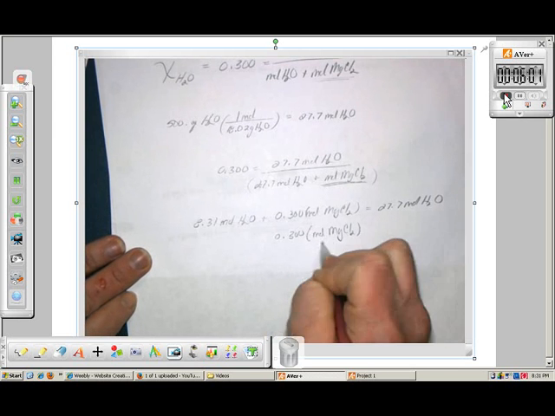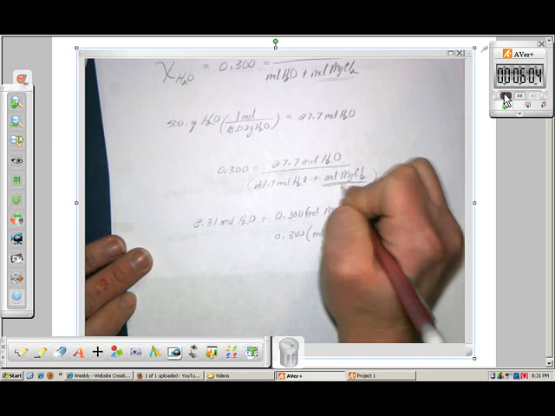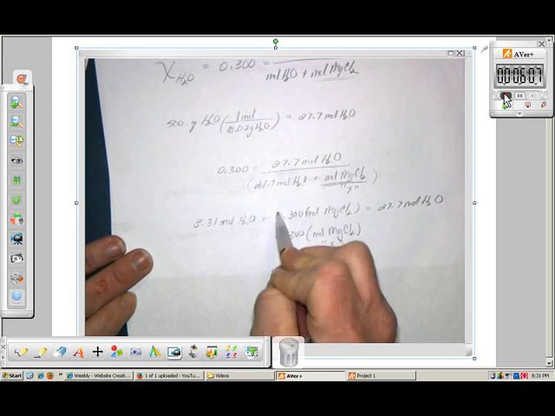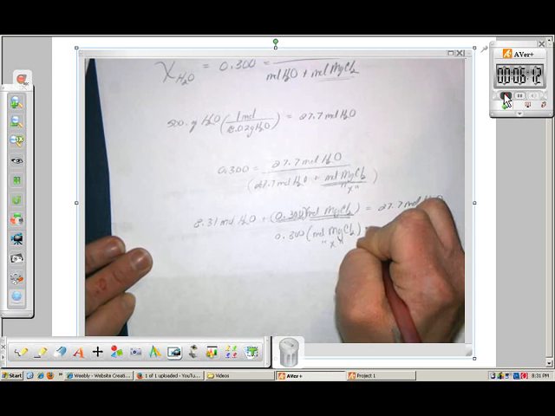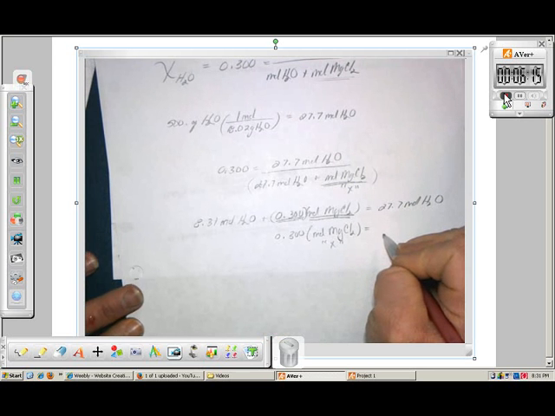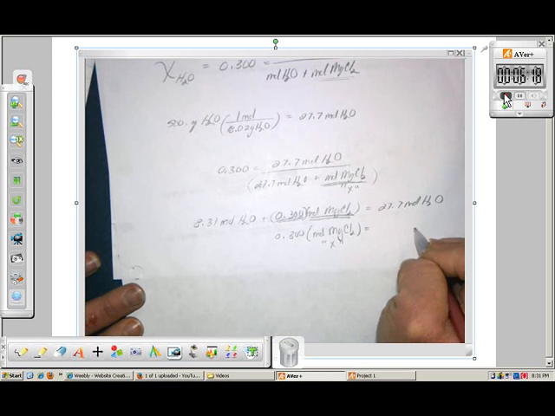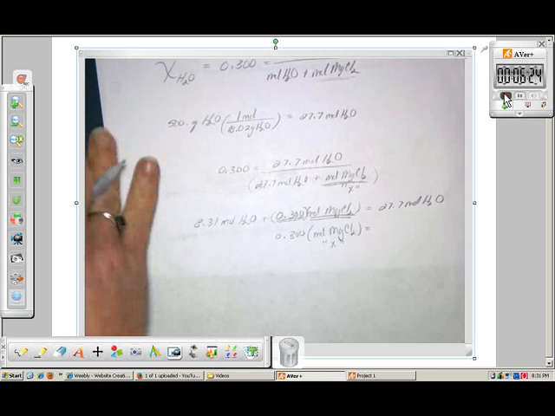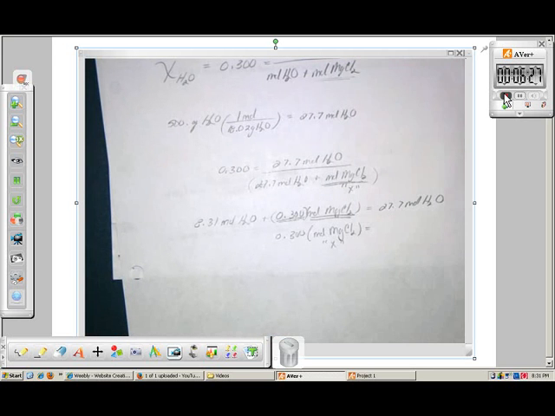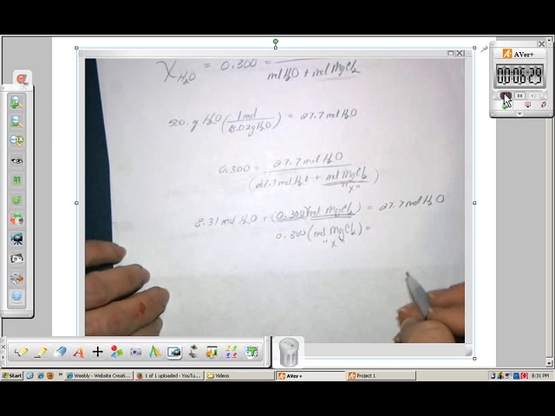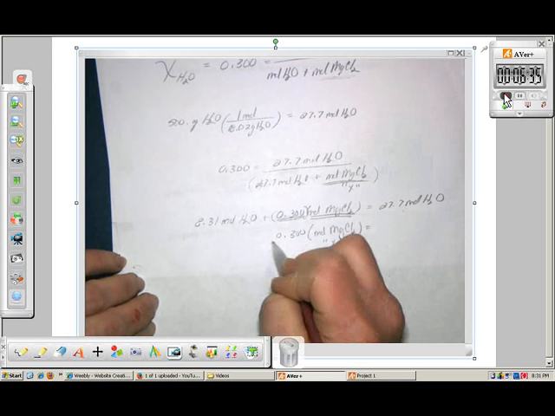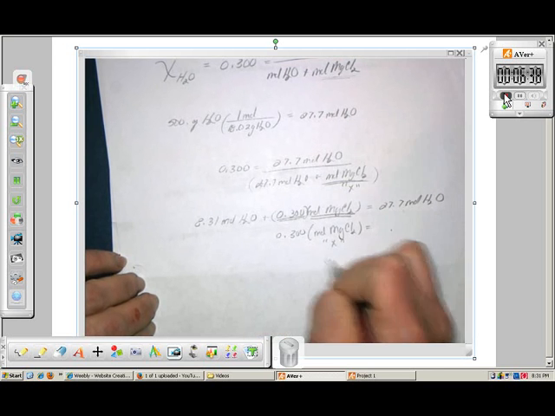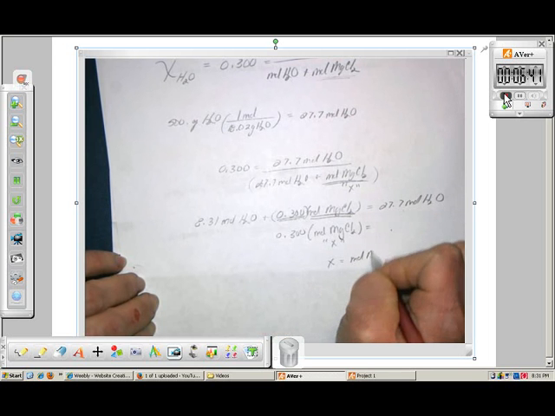So in essence, this is my x. So that's why this is a coefficient to this variable. This is what I'm trying to solve for. Subtracting that over, let's see. Having trouble following my work. So subtracting that over, then dividing out by 0.3, there we go. Then our x, or our moles of magnesium chloride.